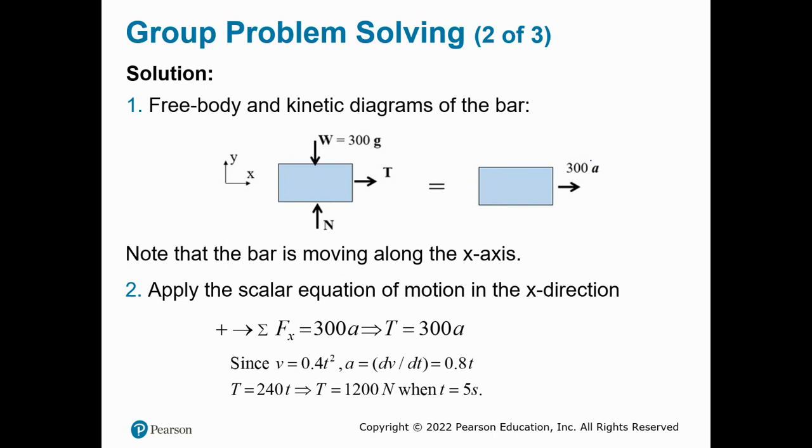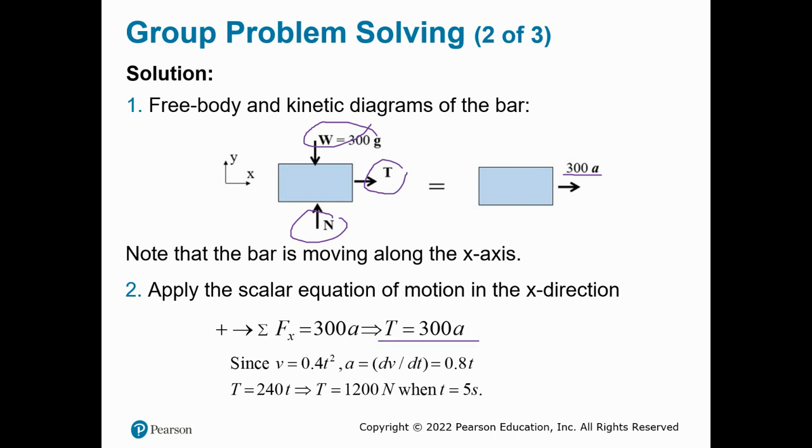Horizontally, really that's all you need, because vertically we have the weight and the normal force, and we can conclude that your weight equals the normal force. That's along the vertical direction. So what we're interested in is really the horizontal direction. Along our horizontal direction, you have Fx, which is 300 times a. That's F equals ma, which means the only horizontal force is your tension. That means your tension equals 300a.